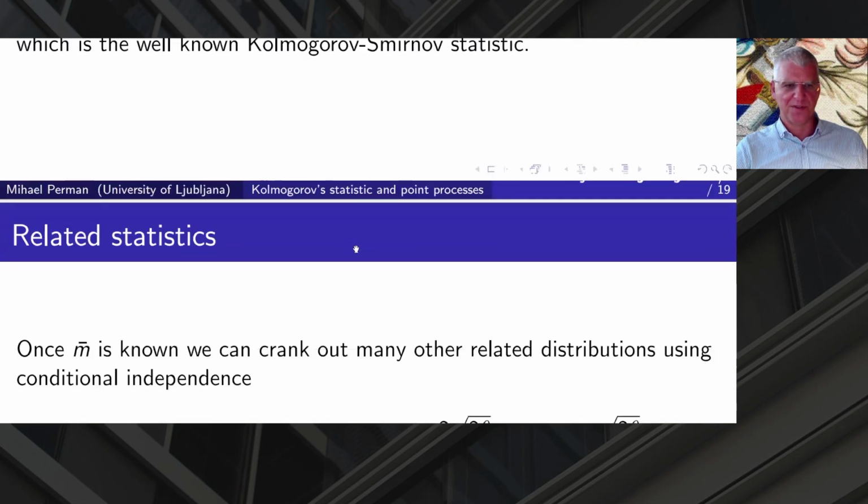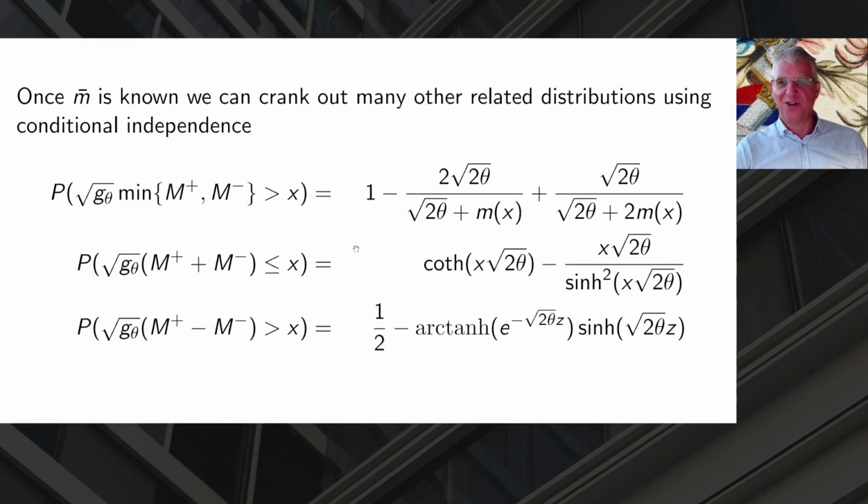Here are a few examples. And all of them can be cranked out easily using this idea of rescaling and Poisson processes. So if you multiply, for example, the minimum by the square root of an independent gamma distributed random variable, you get this expression. This usually comes under the heading of Kuiper's statistics. And you get this. You can compute the distribution of the difference. You may choose to use the difference as your statistic.